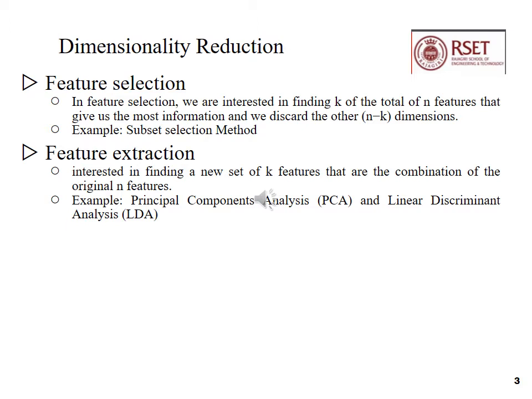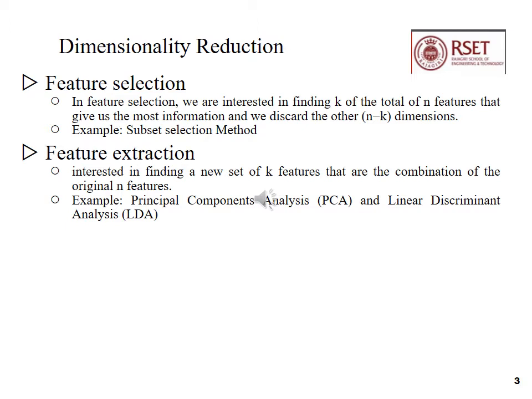Consider one example: determining the CGPA of a student. We need the past history, like the previous semester CGPA and academic performance, but we don't require any personal details for calculating the CGPA. So we can eliminate certain features, like personal information such as age. This is called feature selection, where we find a specific set out of n features.